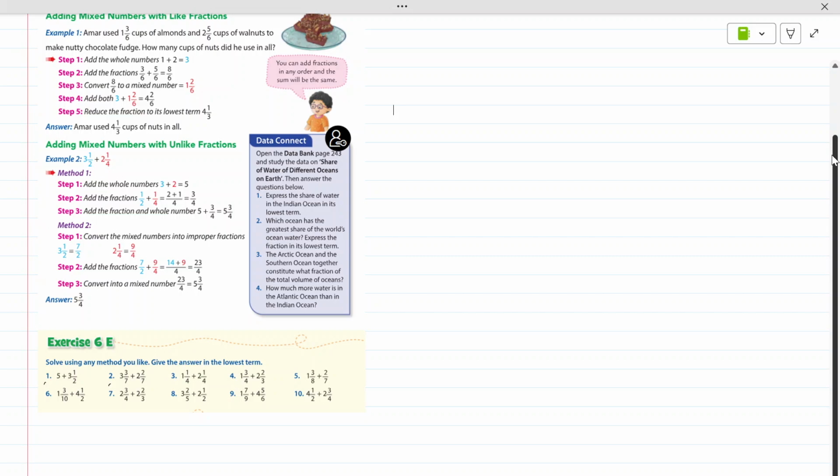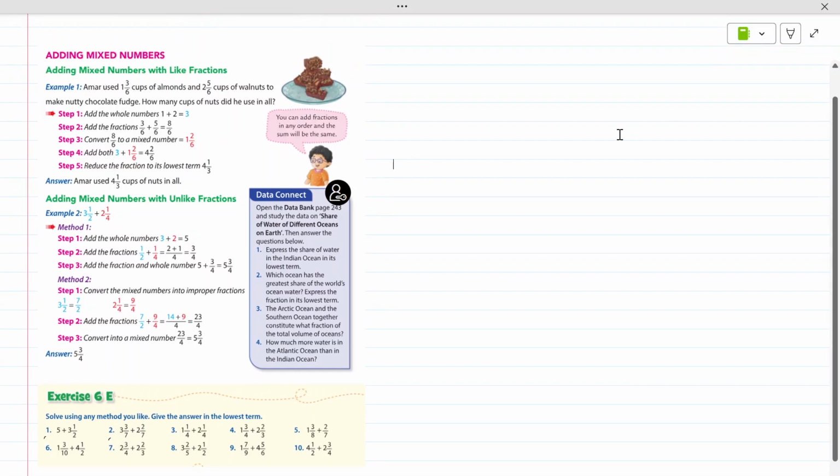So kids, for mixed fractions we have two ways to add them. The first way is to add the mixed fractions directly, and the second way is to change the mixed fractions into normal unlike fractions and then add. Okay, so let's learn first. Let's take a few examples.